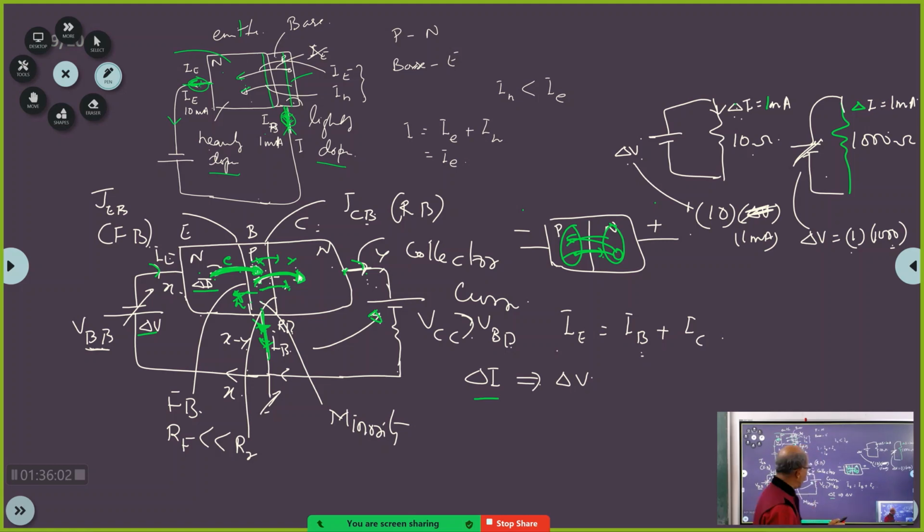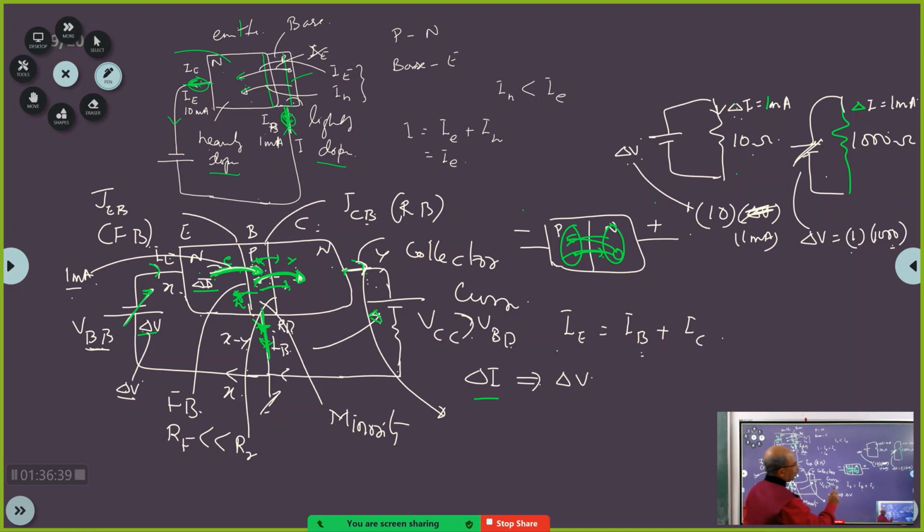Correct? So what I am trying to tell you, I will only change this voltage. Now listen here very carefully. I will only change this voltage by delta V, and how much will the current change here? It will increase more. I have changed the voltage by delta V here, and there is a corresponding change here. Supposing for delta V this current change is 1 milliampere.